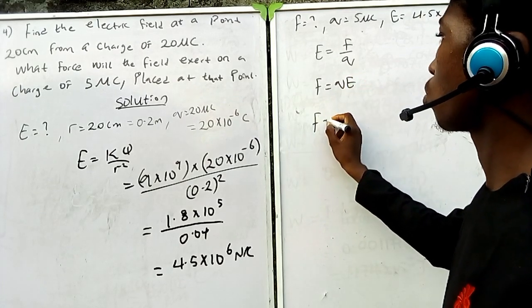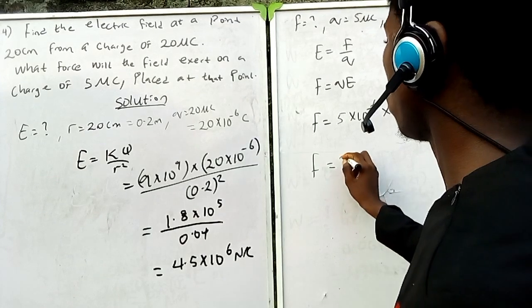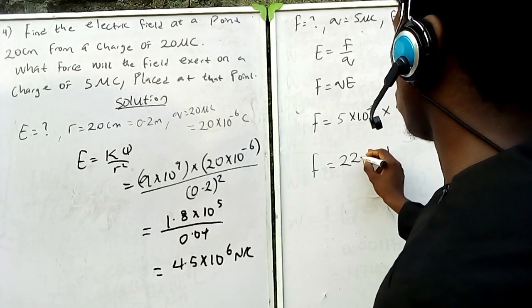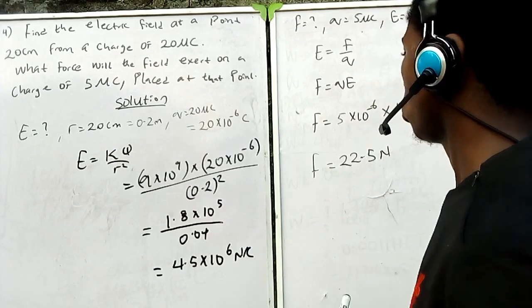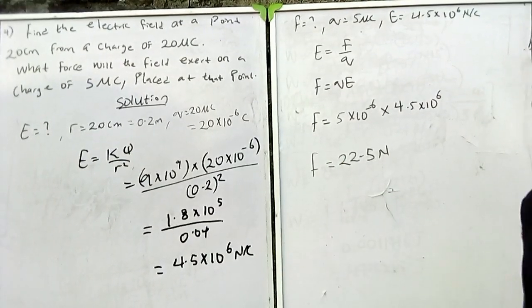So force is equal to, what is our charge? Which is 5 times 10 to the power negative 6, right? So that's going to be 22.5 Newton. And 22.5 Newton is our force. So it's quite easy, right?